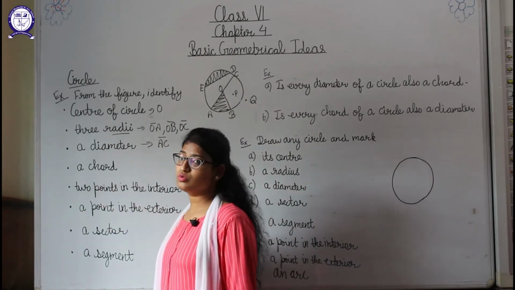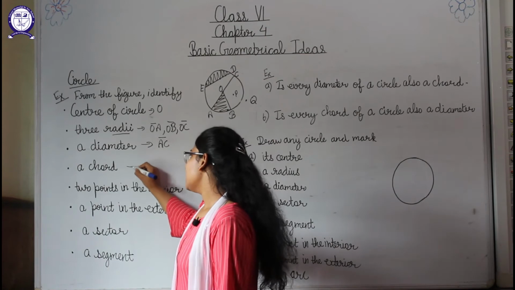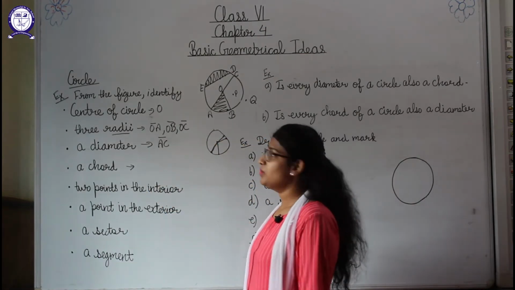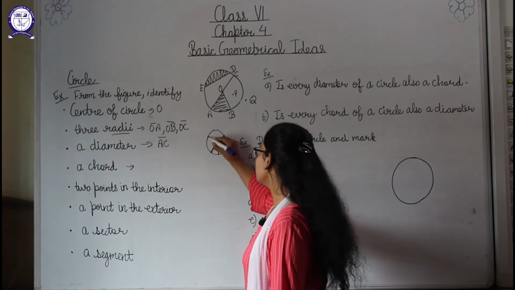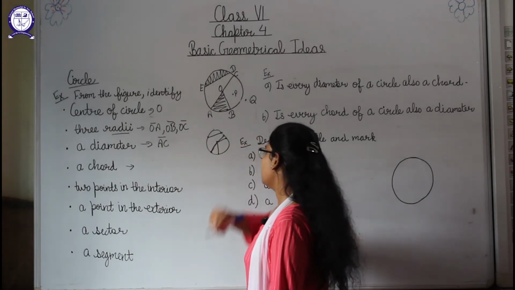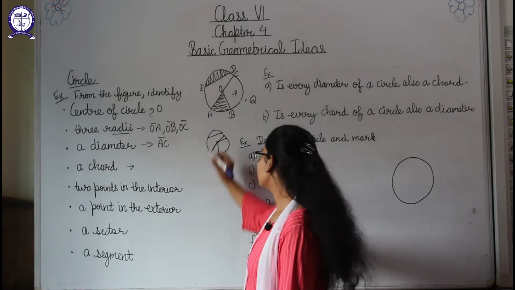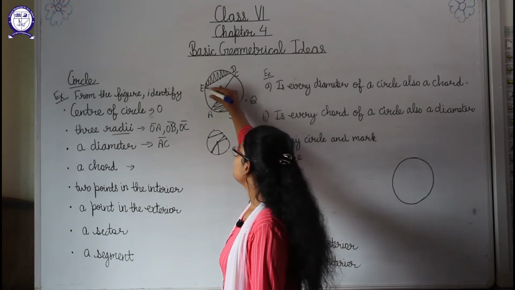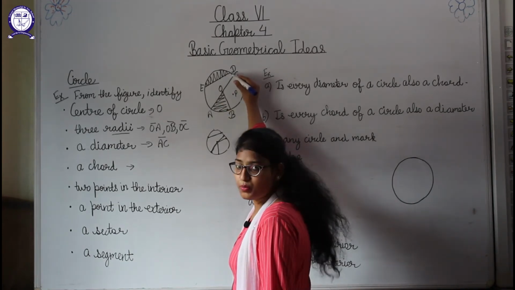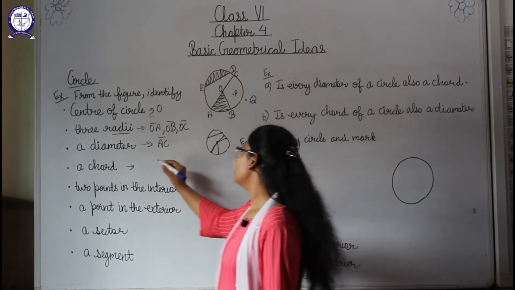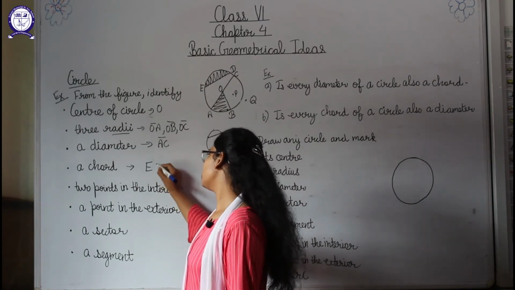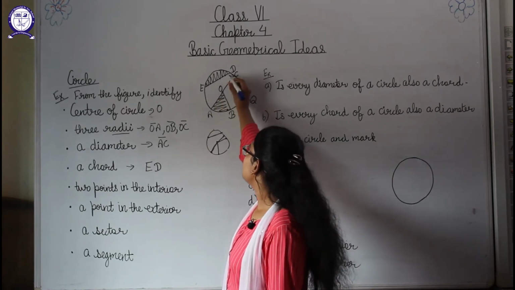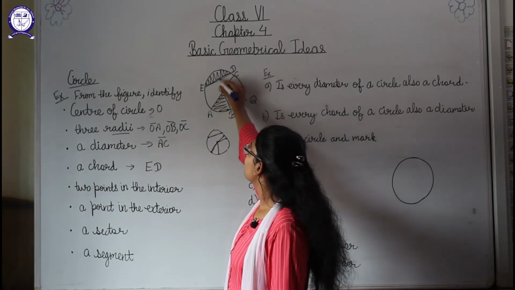Okay, now a chord. What is a chord, students? We can say that when a line touches any 2 boundary points like this, suppose these are the 2 points and this line is joining these points, so this will be called chord. Okay, so here this ED is joining 2 points. So this will be called chord. Chord should join any 2 boundary points. So here ED, this one line, is the chord here.